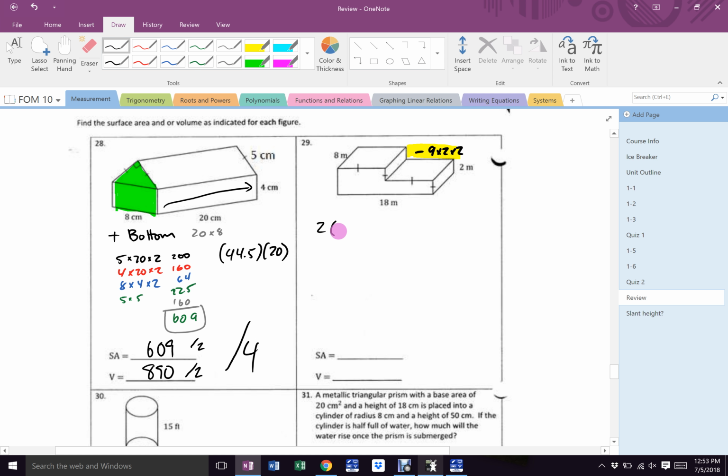So it was 2 by 8, by 18 plus 4 by 18 plus 8 by 4, minus 9 times 4 minus 36. And that gets you the right answer.